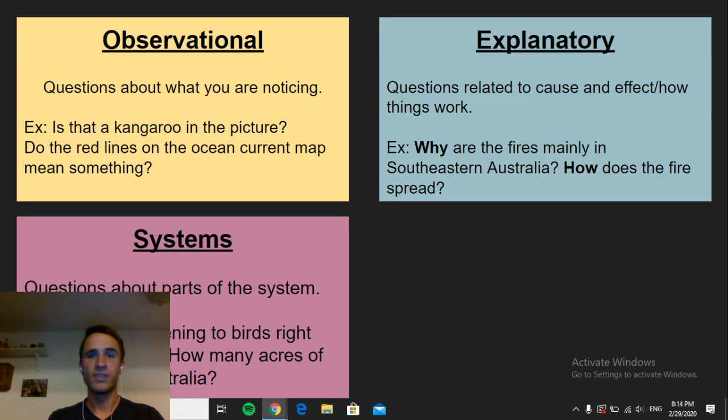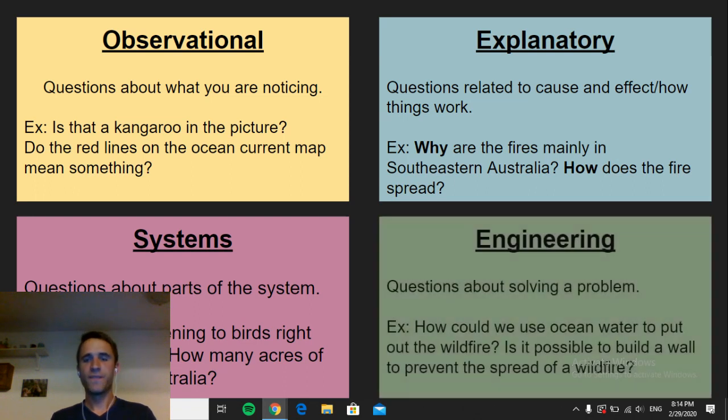So a question about what else is in that system, I get asked questions like, what is happening to the birds right now in Australia? Or in Australia, how many acres of forest exist there? Like how much of Australia is forest? Is it 90% of the continent or is it 30% of the continent, right? I'm asking questions about the system. So before you ask a systems question, you first have to think about what is the system we're talking about, right? In this case, the system is Australia. So I'm asking about parts of that system that potentially are being affected, right? Like the birds or the forest, whatever.